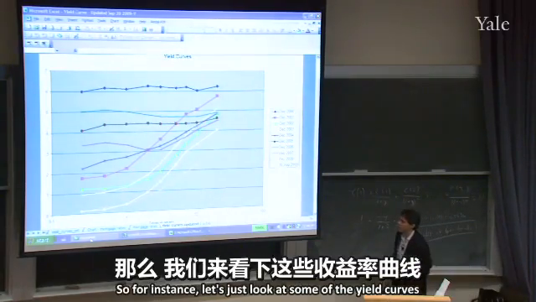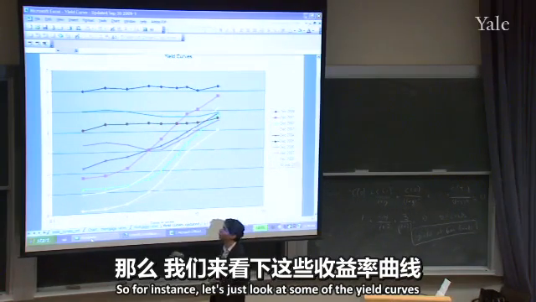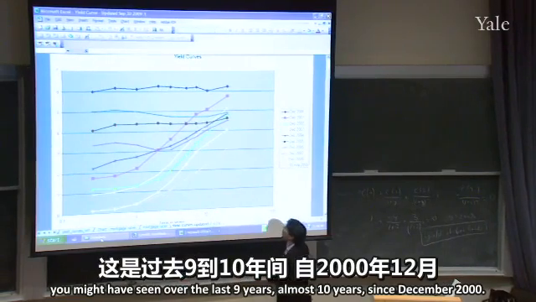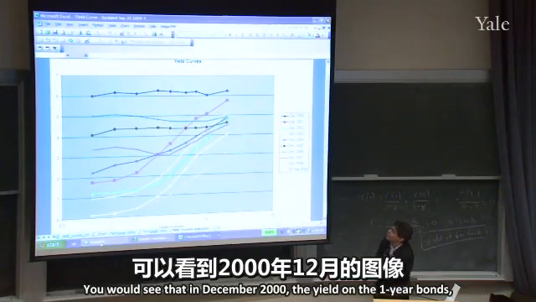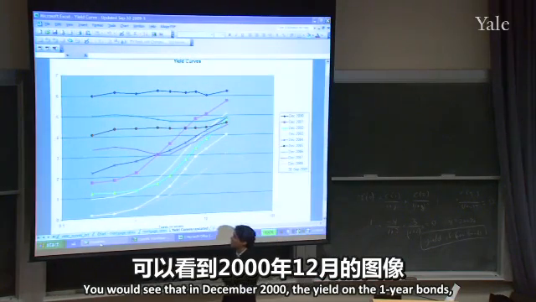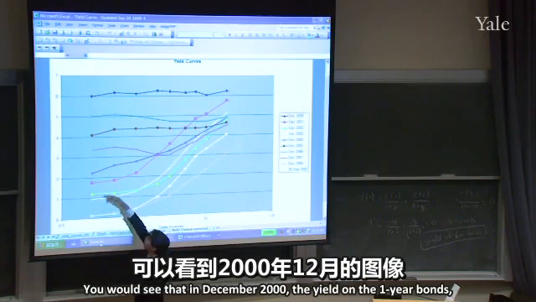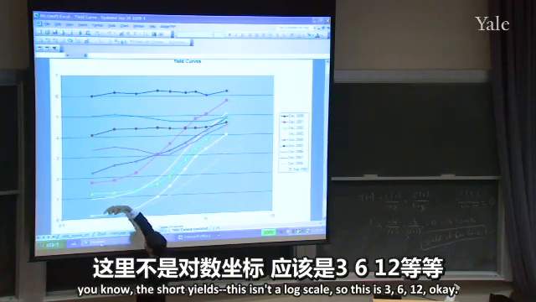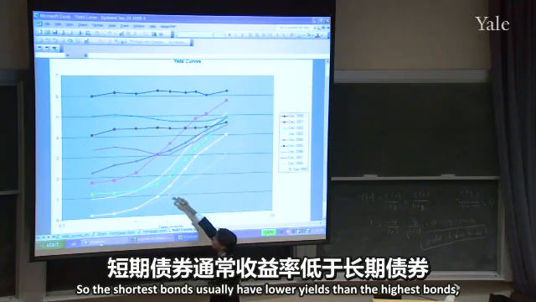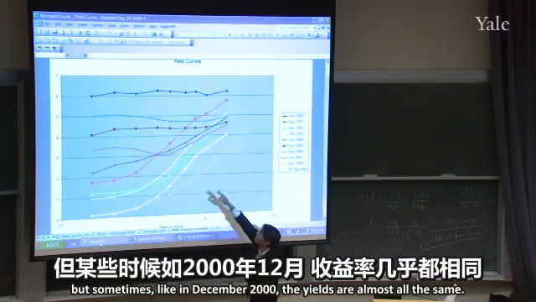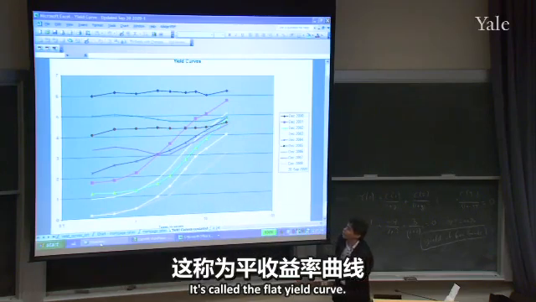So, for instance, let's just look at some of the yield curves you might have seen over the last 9 years, almost 10 years, since December 2000. You would see that in December 2000 the yield on the 1-year bonds, or the short yields, this is in a log scale, so this is 3, 6, 12. The shortest bonds usually have lower yields than the longest bonds, but sometimes, like in December 2000, the yields are almost all the same. That's called a flat yield curve.